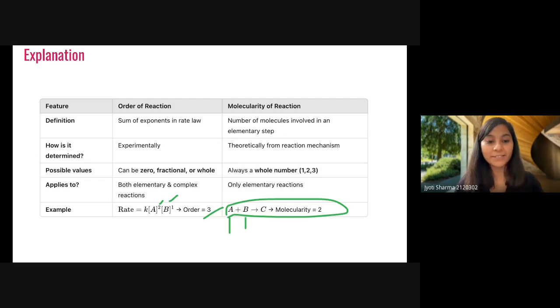Okay, so we were discussing the possible value. This possible value can be zero, fractional, and whole for order of reaction, and it will always be a whole number for molecularity of the reaction. And order of the reaction can be applied both to elementary and complex reactions, but molecularity can be applied only to elementary reactions. So these are a few differences between order of reaction and molecularity of reaction.